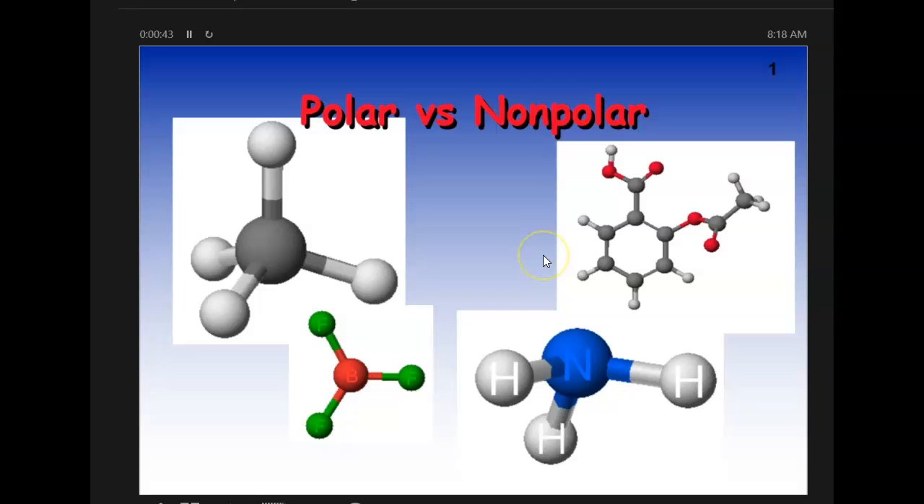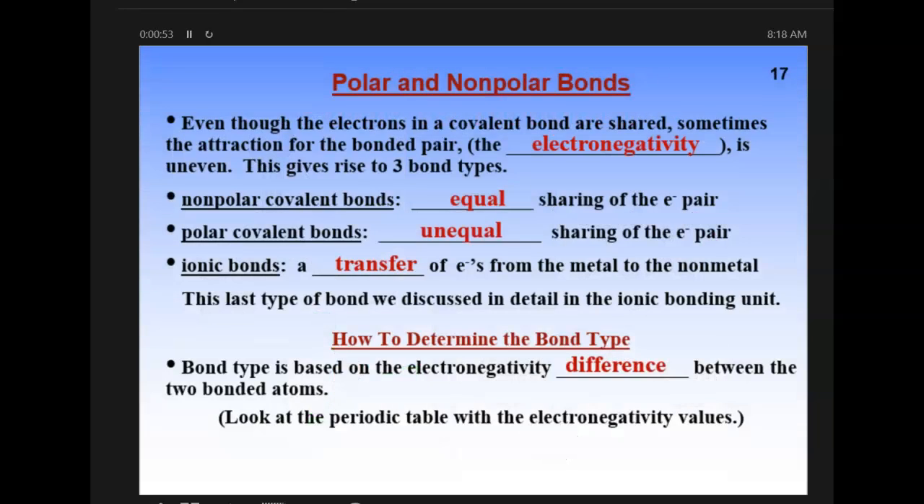All right, polar versus nonpolar. This is the last column on your Vesper practice worksheet. Earlier I told you we could do a difference in electronegativity, and that difference would tell us whether it's nonpolar, polar, or ionic. So we're not going to do that.